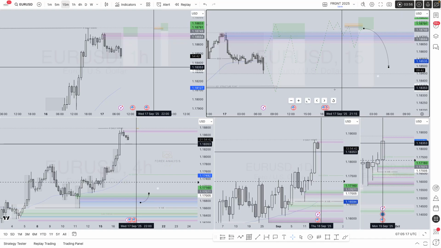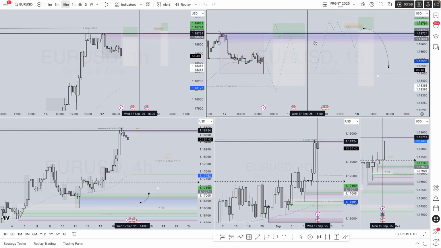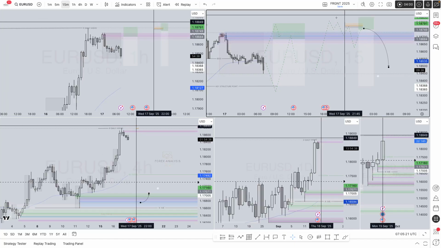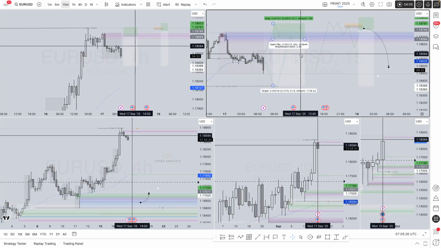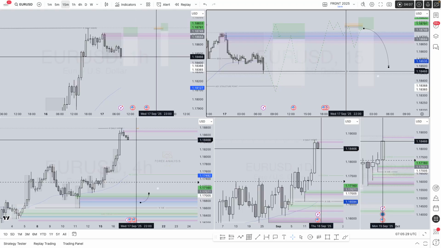If price comes straight back up without breaking, I would require to be waiting for this scenario to play out. If price breaks and pulls back, I'd be happy to take it immediately on a sell limit. We'll see how that plays out.